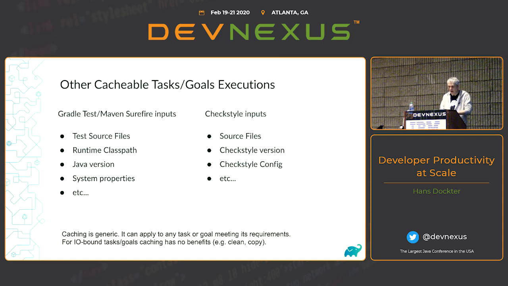But it's not just for compile. For test, it's the same thing. The inputs are the test source files, the runtime classpath, the Java version. The build cache creates a key from that, and then stores the build output from that goal under that key in a cache.